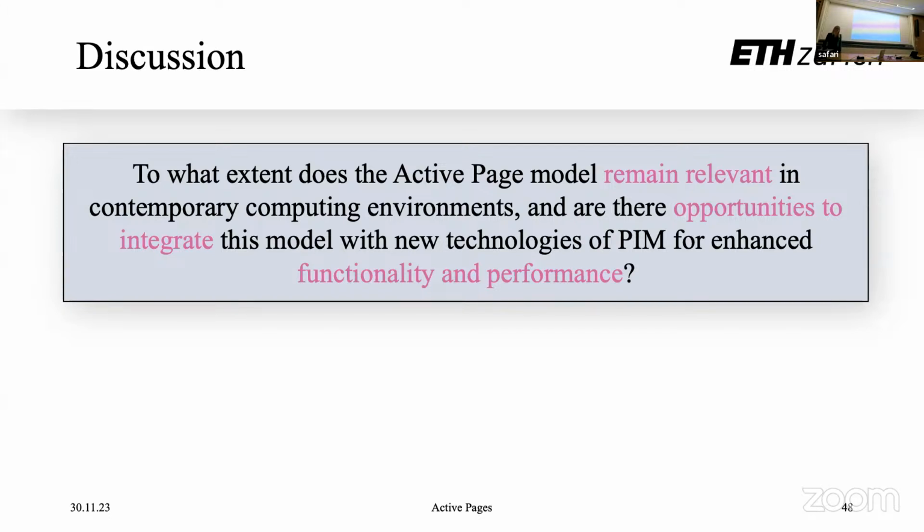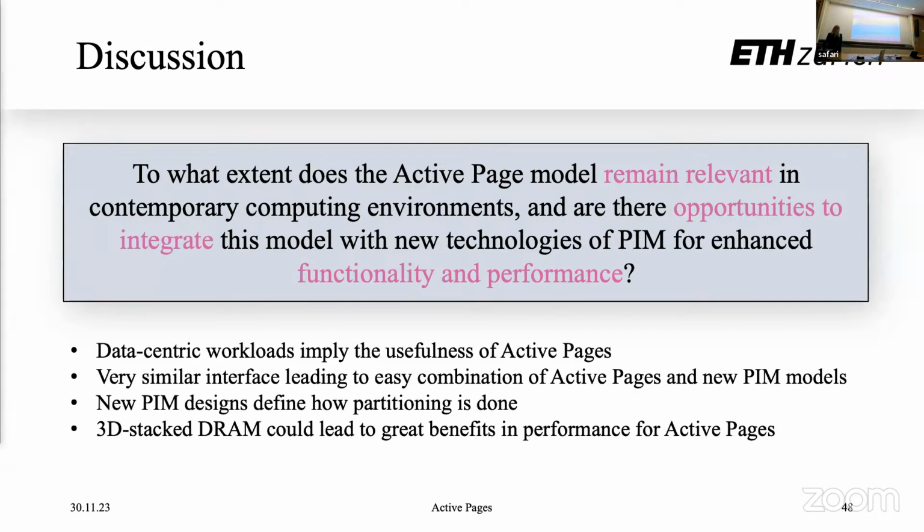So essentially, I think that the active page model is very useful nowadays due to the fact that we have a lot more data-centric workloads, and the active page model exploits this rather well. Secondly, I think that the new PIM systems today and the active page model have similar approaches to the interface and therefore could be integrated with each other rather well.